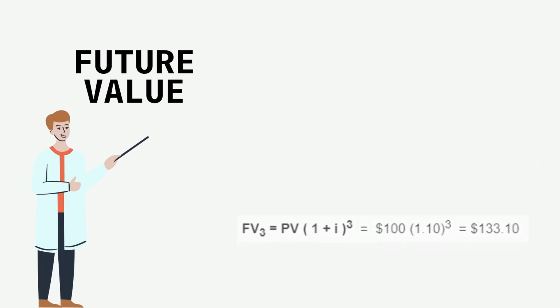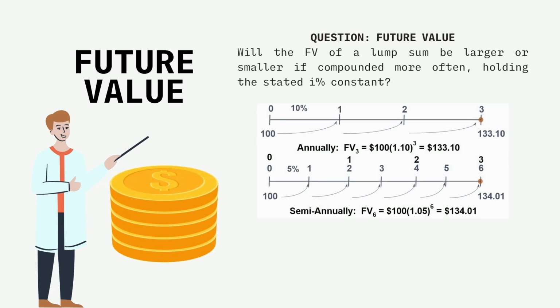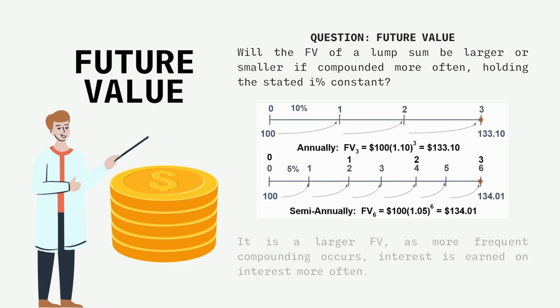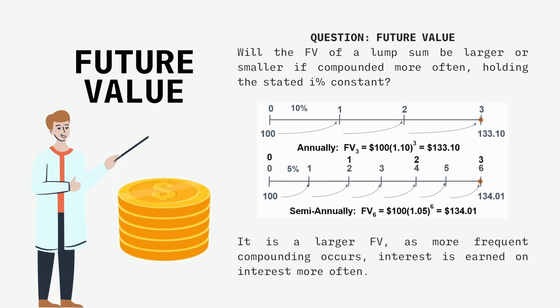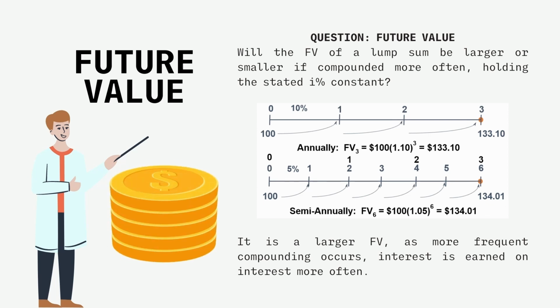Let's now go to another question. Will the future value of a lump sum be larger or smaller if compounded more often, holding the stated interest rate constant? As we can see in the illustrations below, it is a larger future value the more frequently compounding occurs, because interest is earned on interest more often.